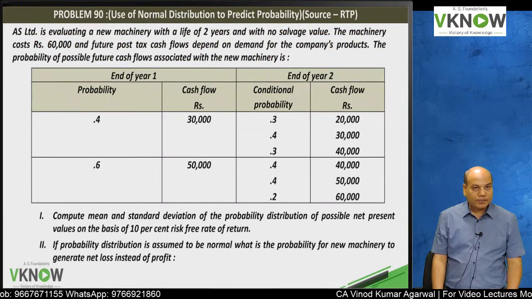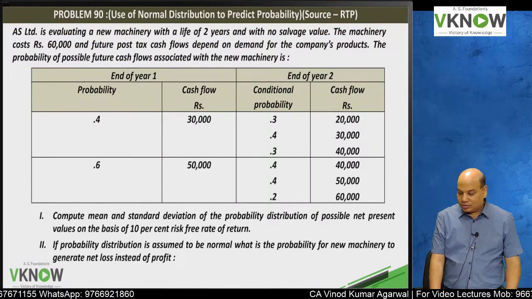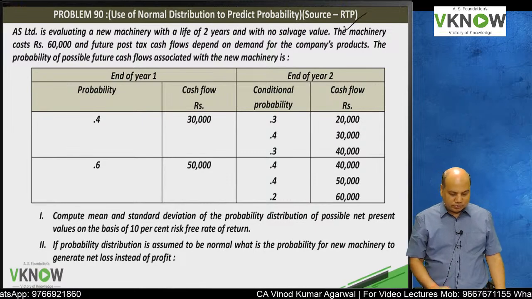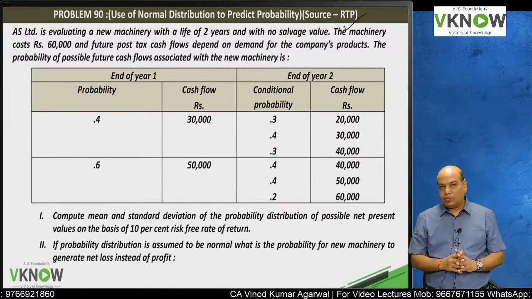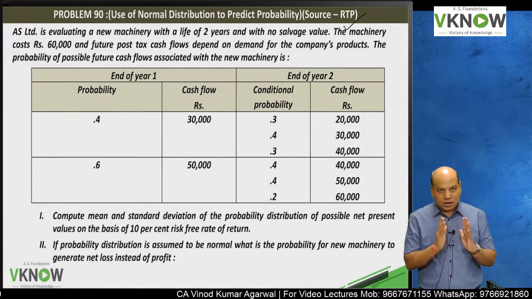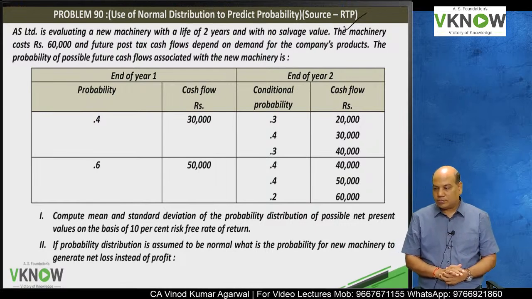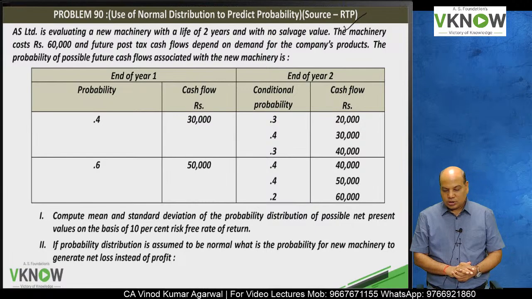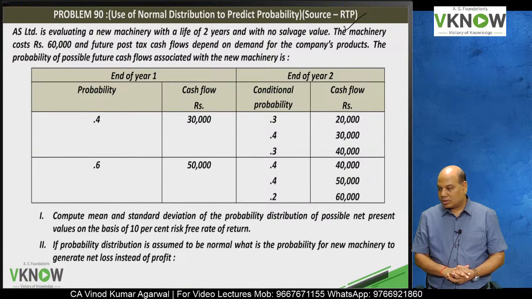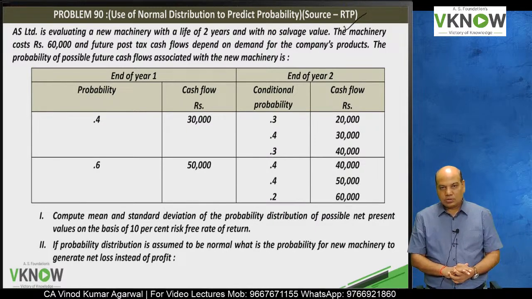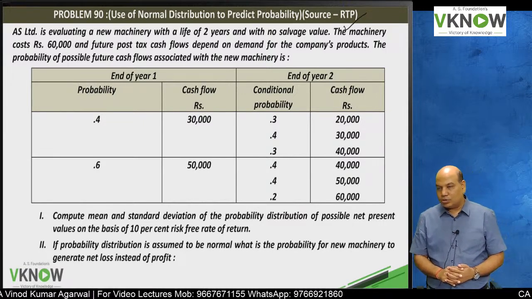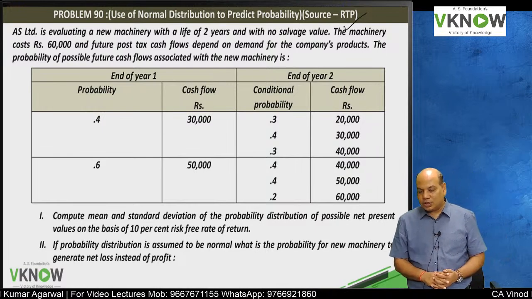Question number 90. Source is RTP. And because it's an RTP question from past years' exams, it is important. So first we'll read the problem. AS Limited is evaluating a new machinery with a life of 2 years and no salvage value. The machinery will cost rupees 60,000 and future post-tax cash flow depends upon the demand for the company's product.